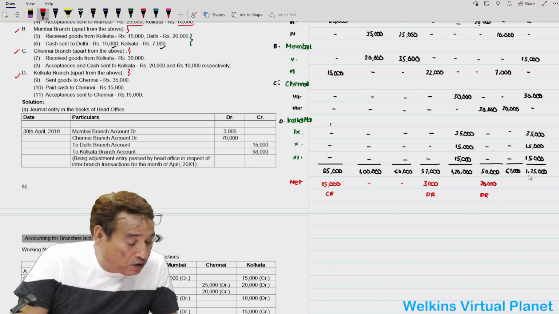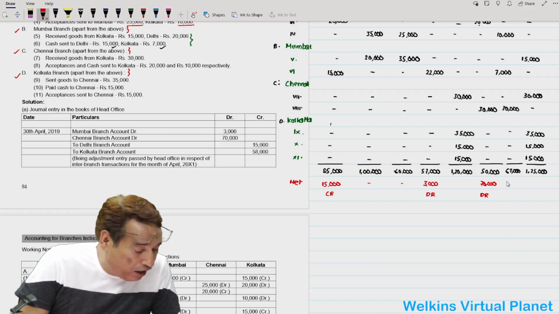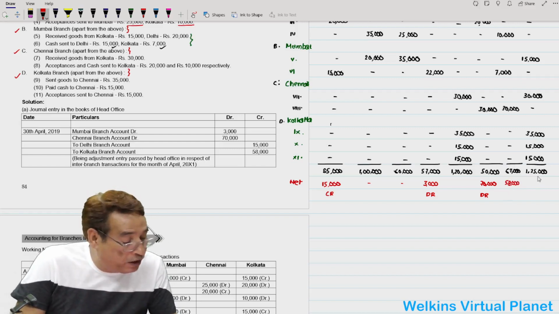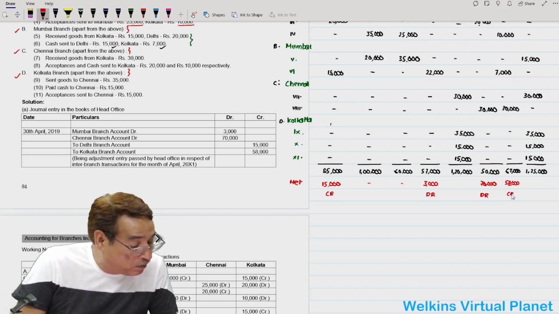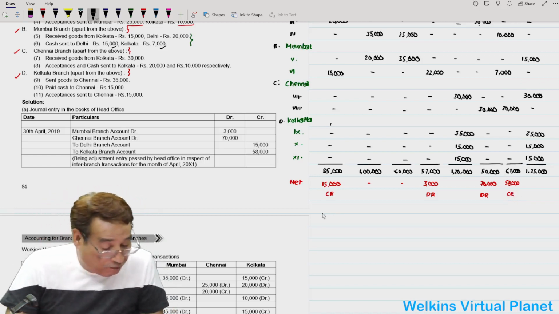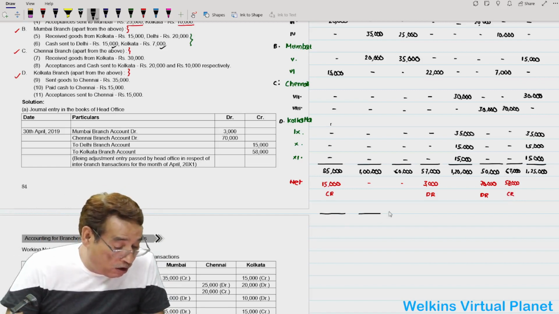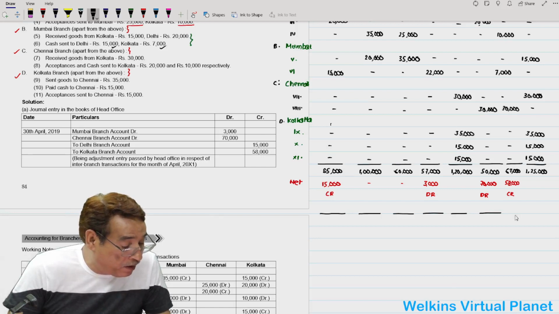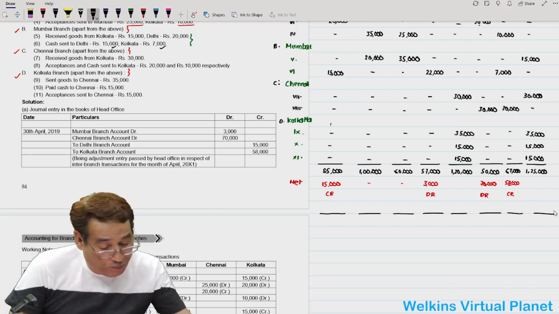And in case of Kolkata, we find 58,000 balancing figure coming towards the debit side, because credit side is more. So this will be known as credit balance. Once you are done with the balancing, now all you have to do is to pass an adjustment entry. And what will be your adjustment entry?